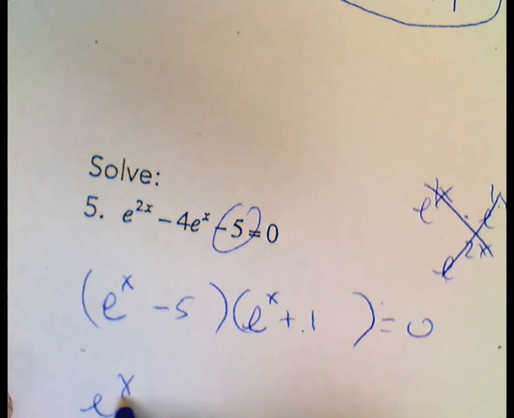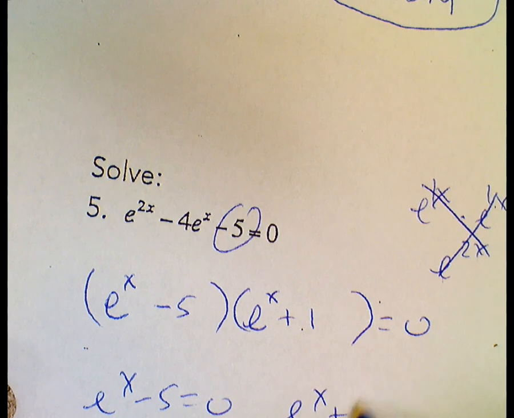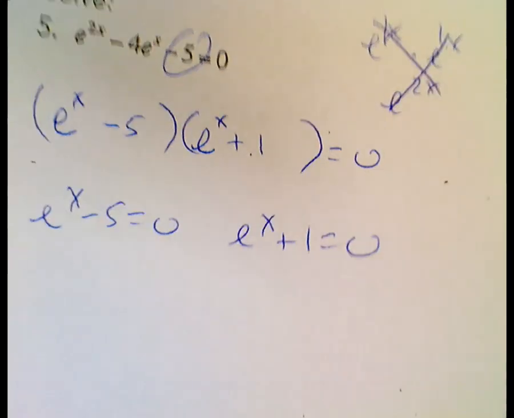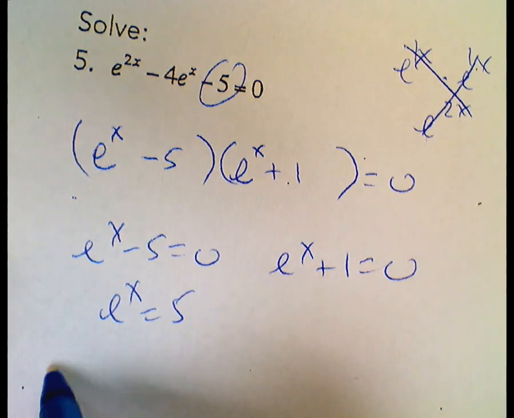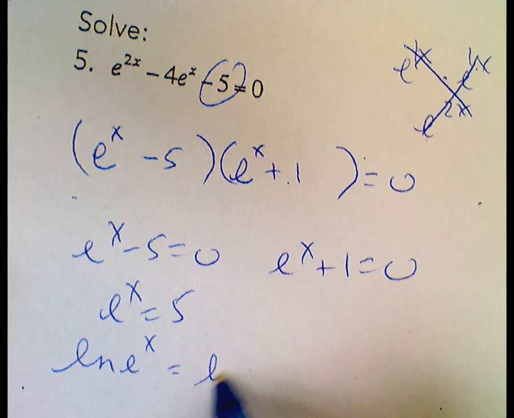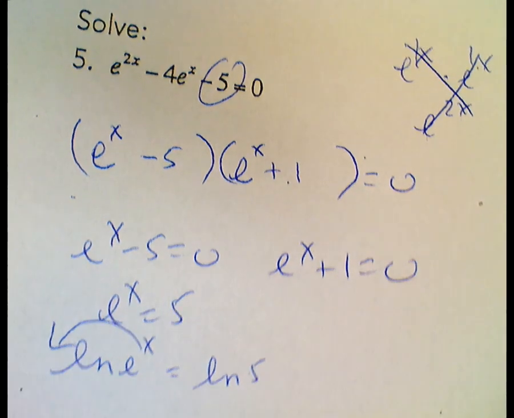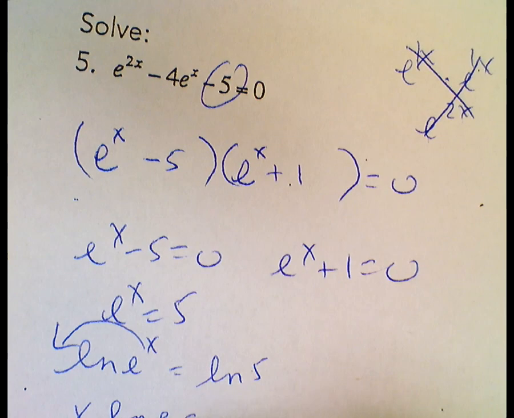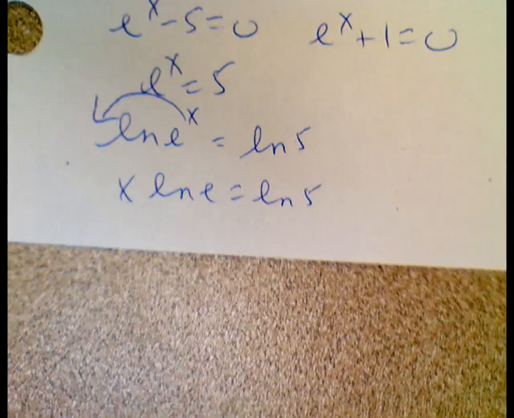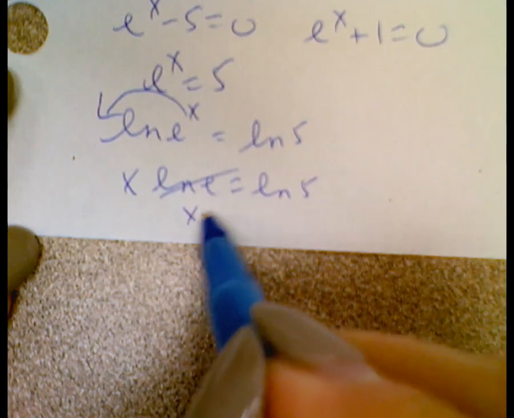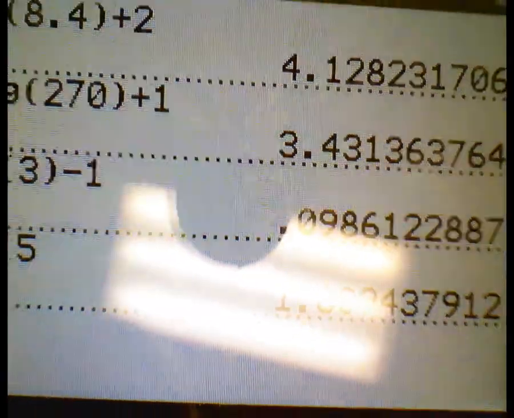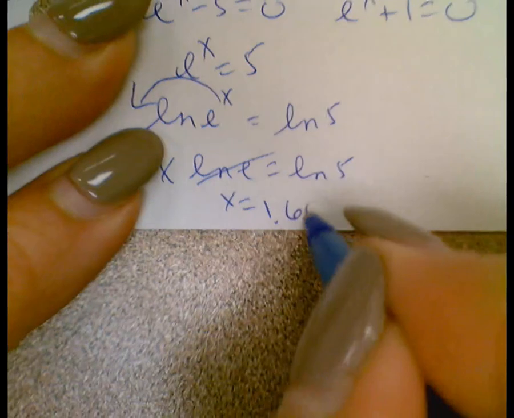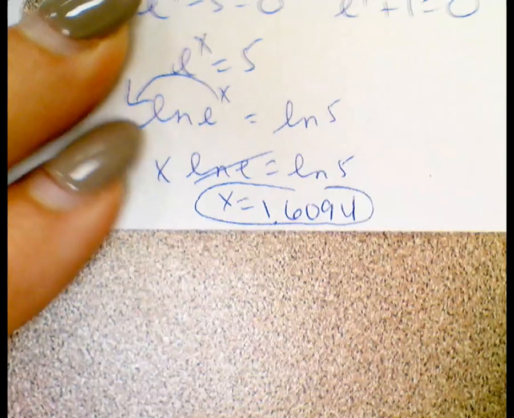Then take each factor and set it equal to 0. Add 5. And now we're going to take the natural log of each side. Bring the x out front. Now the natural log of e is just 1, so it's x equals whatever the natural log of 5 is. And the natural log of 5 is 1.6094. That's one of your answers.